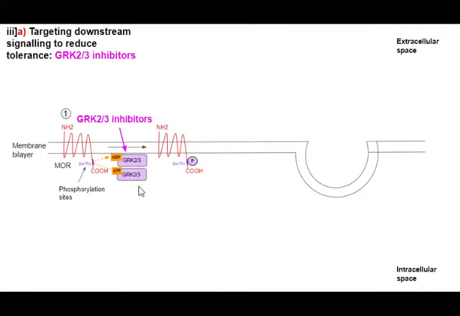Indeed, there is evidence to show that by inhibiting GRK2, the degree of tolerance that builds up in preclinical models is reduced. And this might be due to a combination of reduced internalization and increased recycling, so increased movement to the surface.